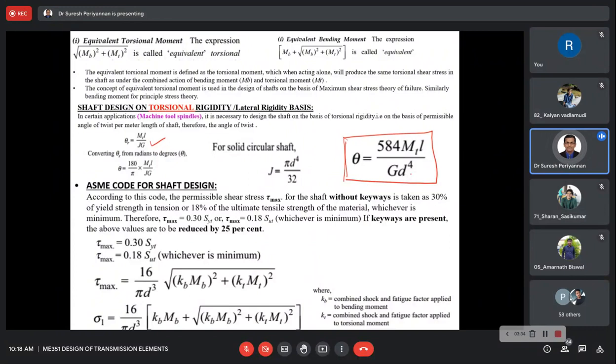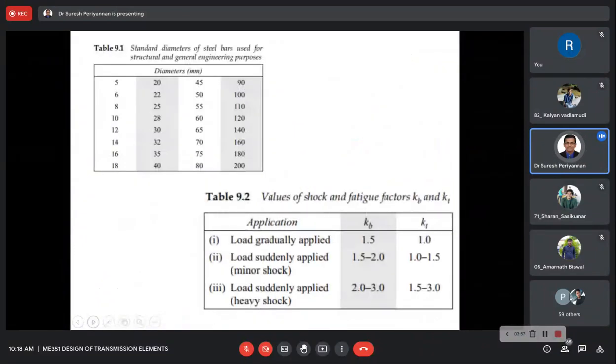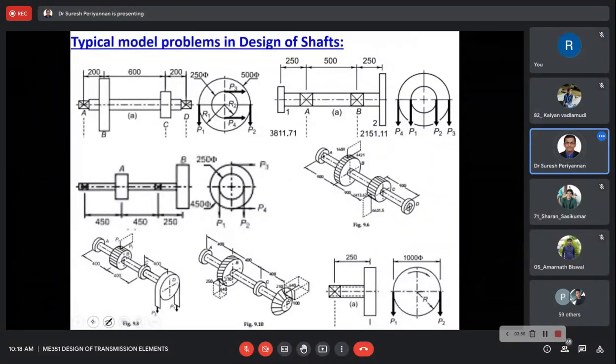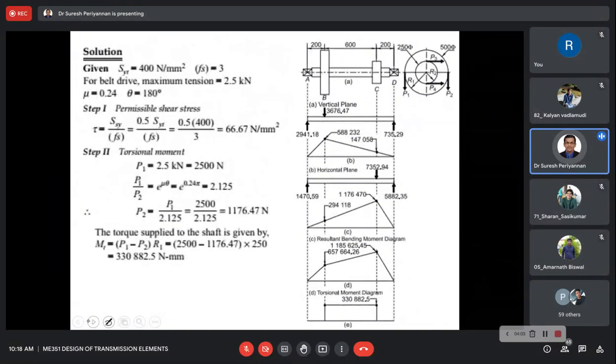As per the ASME code, we are introducing Kb and Kt. Kb is a combined shock and fatigue load factor applied to the bending moment. Similarly, Kt is a shock and fatigue factor applied to the torsional moment when the shaft is subjected to torsional loading. These are very important formulas for designing the shaft dimensions.